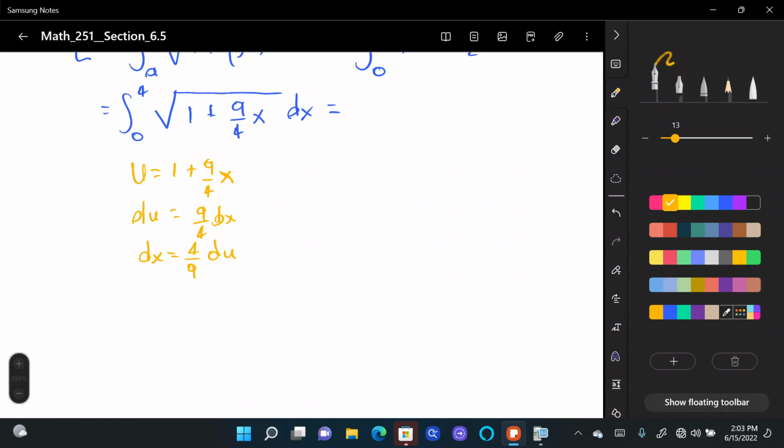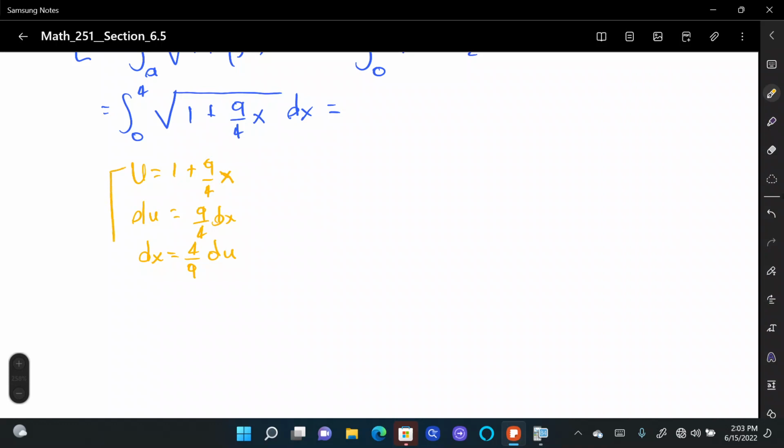However, to be consistent with this kind of substitution, technically we also have to change those limits of integration to their equivalents in the world of u, which is what I'm going to do here. Let's evaluate u at the lower limit and at the upper limit. So that is 1 plus 9/4 times 0. That's simply going to be 1.